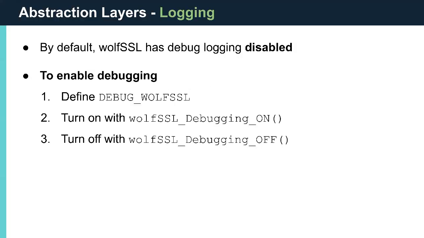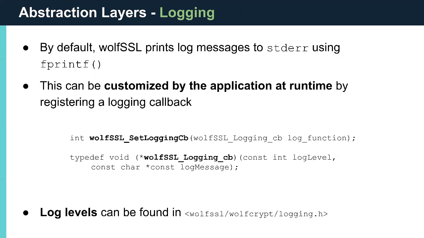For logging, we talked about enabling and controlling debug logs by defining DEBUG_WOLFSSL or --enable-debug, and then either turning it on or off at runtime with wolfSSL_Debugging_ON or Debugging_OFF. By default, wolfSSL logs messages to standard error using fprintf. You can customize this in your application by setting a custom logging callback. So if you call wolfSSL_SetLoggingCb, you can pass it in a custom logging callback that's prototyped by the second code section here.